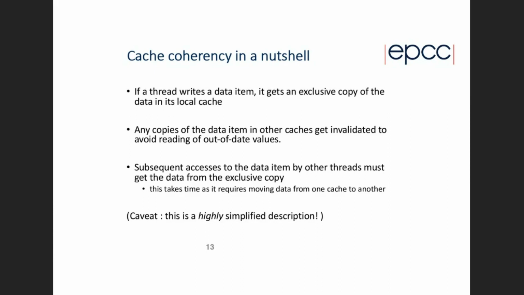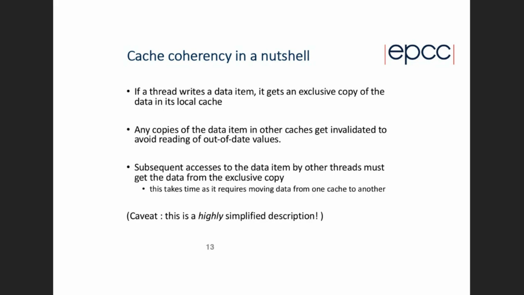So a very brief description of how this works is that whenever a thread writes a data item, what it gets is an exclusive copy of that data in its local cache. So it becomes the owner of the only valid copy of that piece of data. And any copies of that data in other caches get invalidated. So when the write happens, all the other copies in the system get invalidated to make sure that other cores, other threads can't read the out-of-date values.